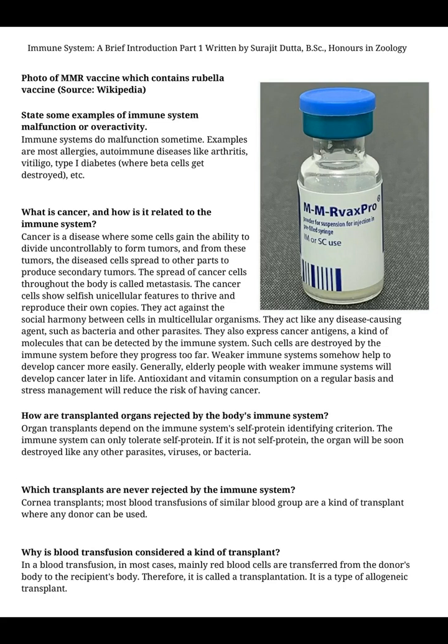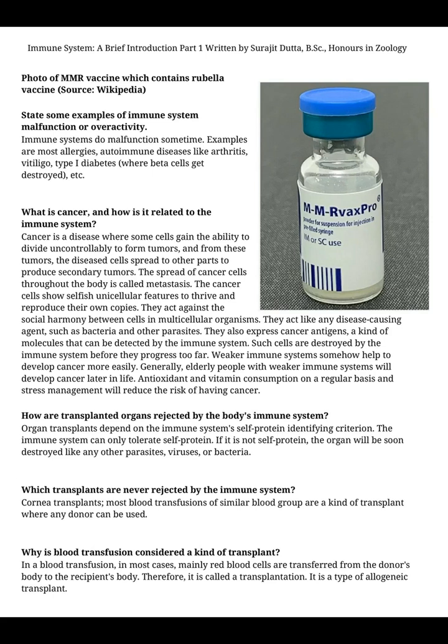Weaker immune systems somehow help to develop cancer more easily. Generally, elderly people with weaker immune systems will develop cancer later in life. Antioxidant and vitamin consumption on a regular basis, and stress management will reduce the risk of having cancer.